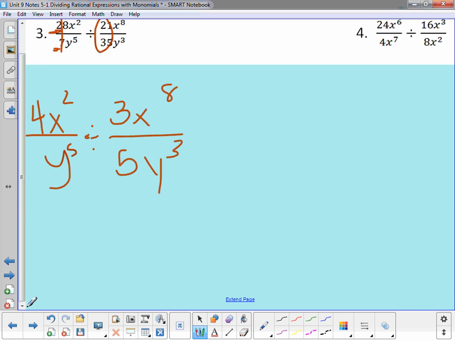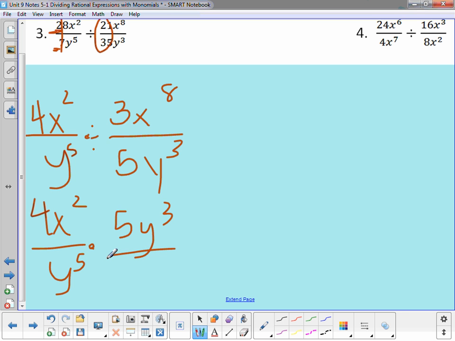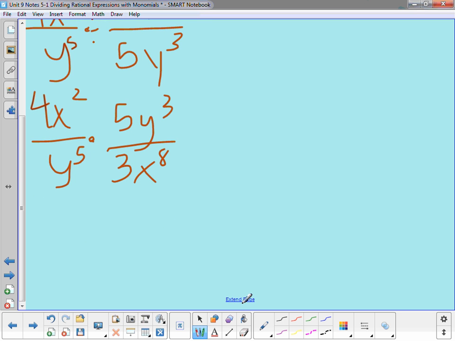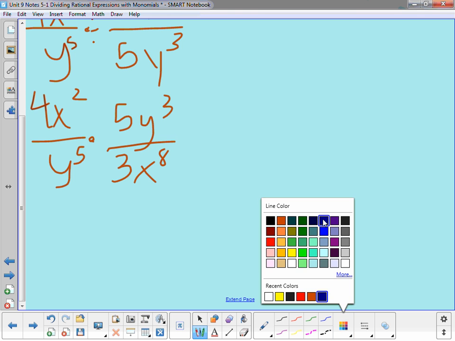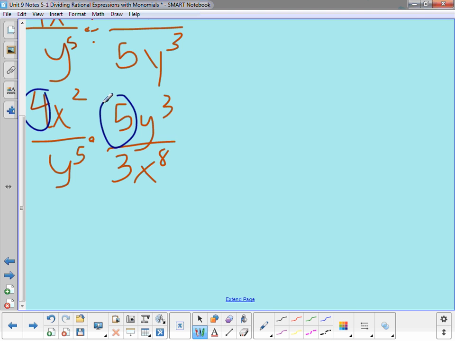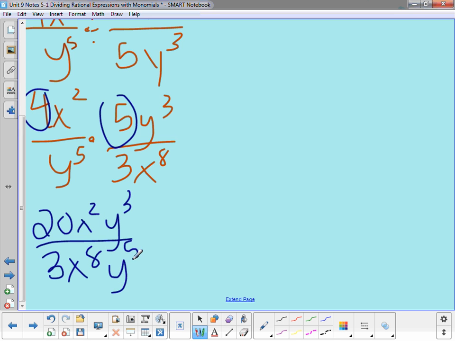But now because it's dividing, we want to flip that fraction. So when we switch to multiplying, we want to flip the fraction. So let's go ahead and multiply. So we have 4 times 5 is 20, x squared, y to the third, and then we have 3x to the 8th, y to the 5th.